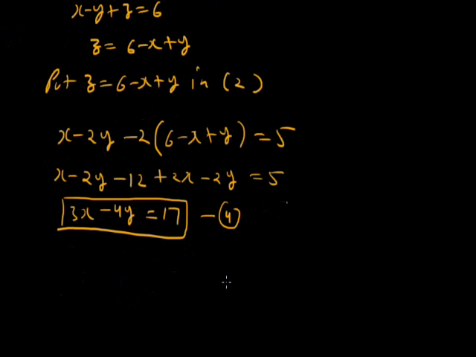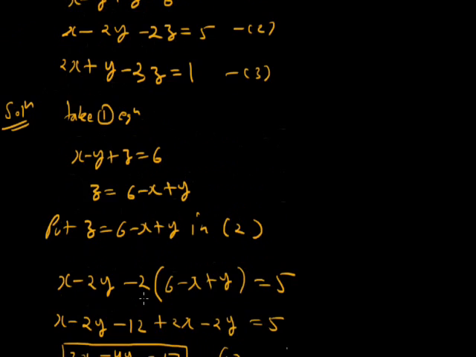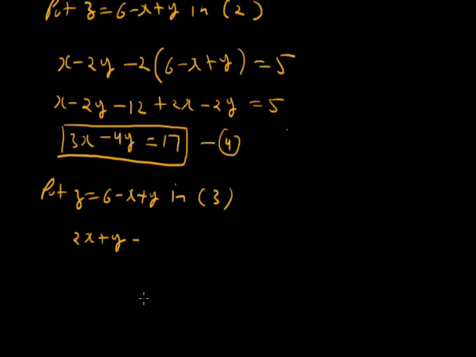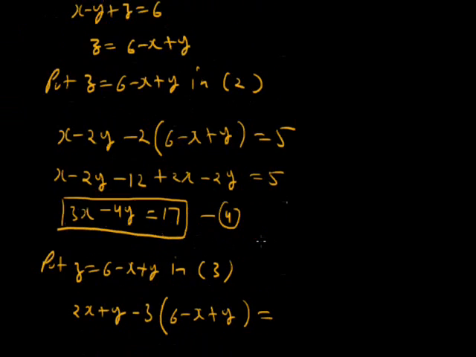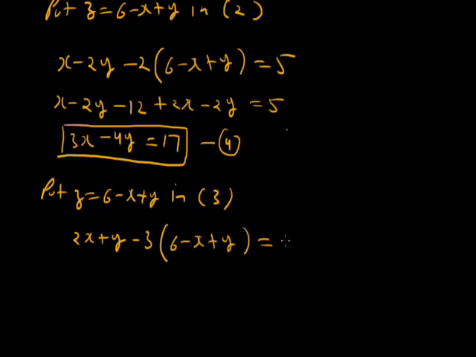Now I put the value of z. Put z equals 6 minus x plus y in equation number 3. So equation number 3 becomes, what is equation number 3? That is 2x plus y minus 3z equals 1. In place of z I write 6 minus x plus y, so 2x plus y minus 3 times (6 minus x plus y) equals 1. So I write 1 here.